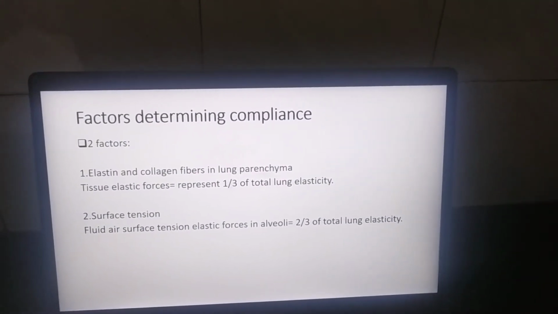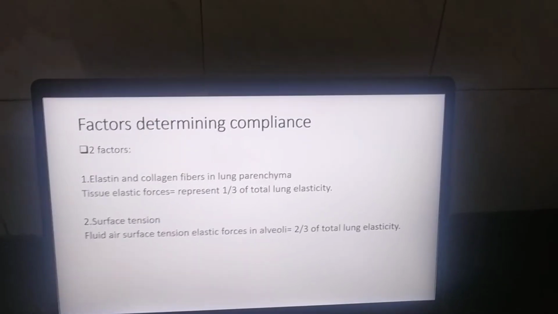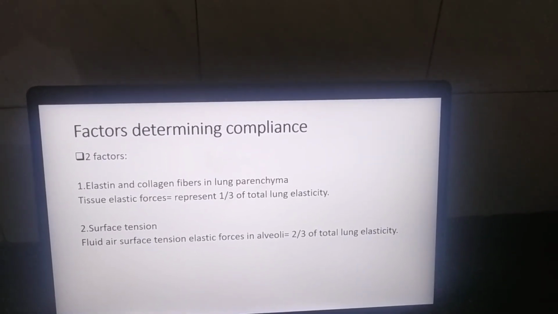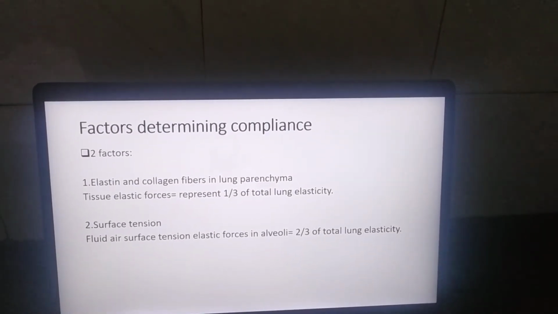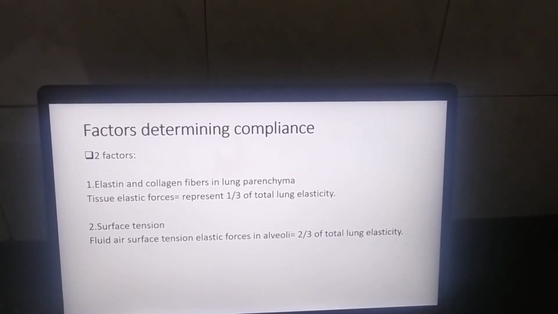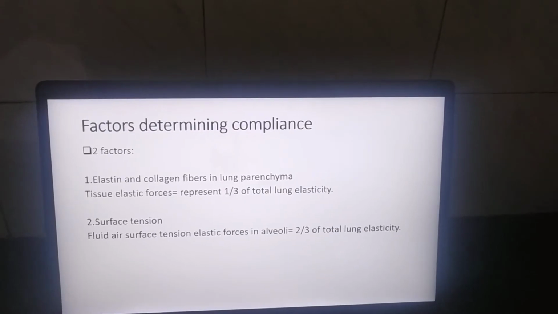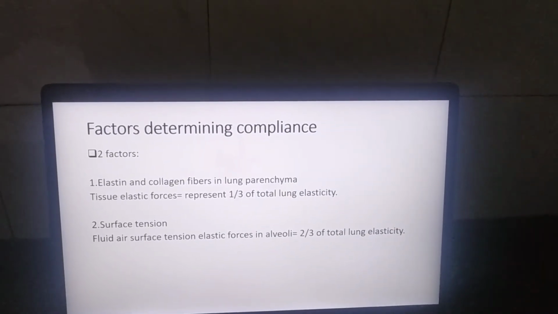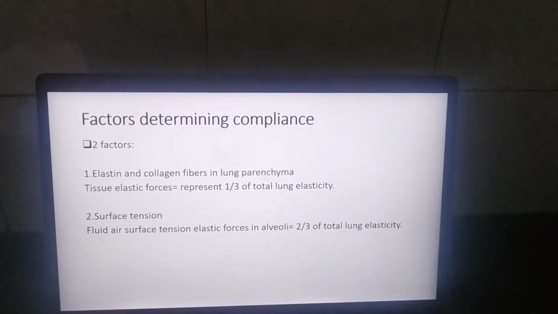Now there are two factors which determine the compliance. So first is elastic forces, which include elastin fibers and collagen fibers present in the lung parenchyma. These tissue elastic forces represent 1/3 of total lung elasticity. And second factor is surface tension. This surface tension represents 2/3 of total lung elasticity.